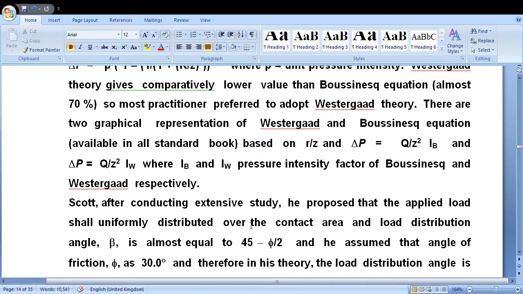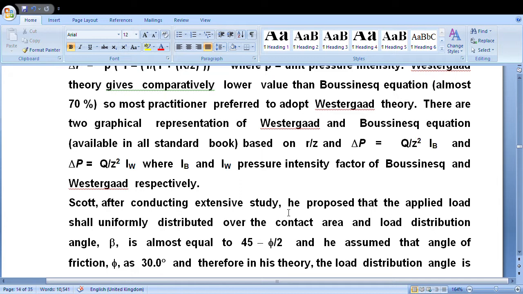Scott, after conducting an extensive study, proposed that the applied loads are uniformly distributed over the contact area, and the load distribution angle beta is almost equal to 45 minus phi by 2. 45 minus phi by 2, in the case of sand, comes to almost 30 degrees.